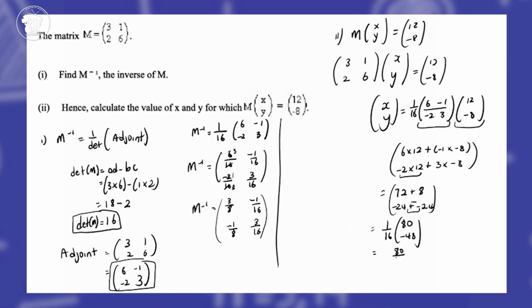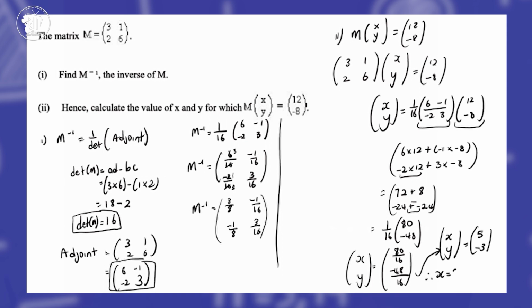And this would be 80 over 16 and negative 48 over 16. And this is what (x, y) would be equal to. Hence, the value of x and y would therefore be equal to 80 divided by 16, that would give us 5. Negative 48 divided by 16 would give me a negative 3. So therefore, I can say x is equal to 5 and y is equal to negative 3. And these here would be our values for x and y. And that is how we answer this question.